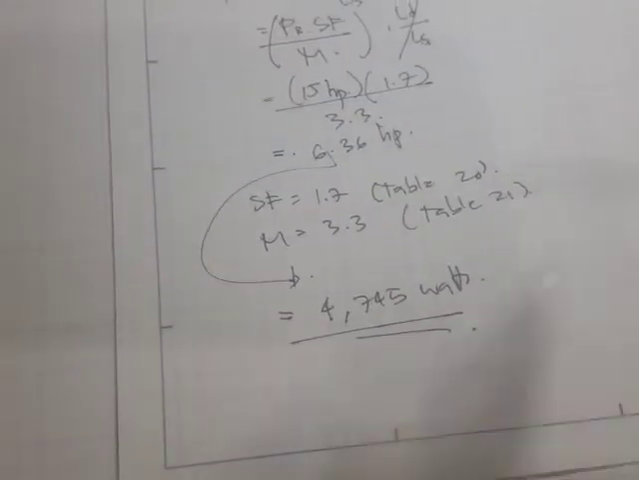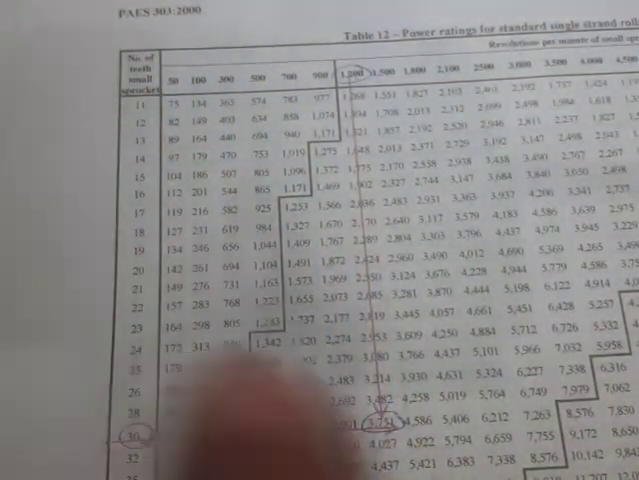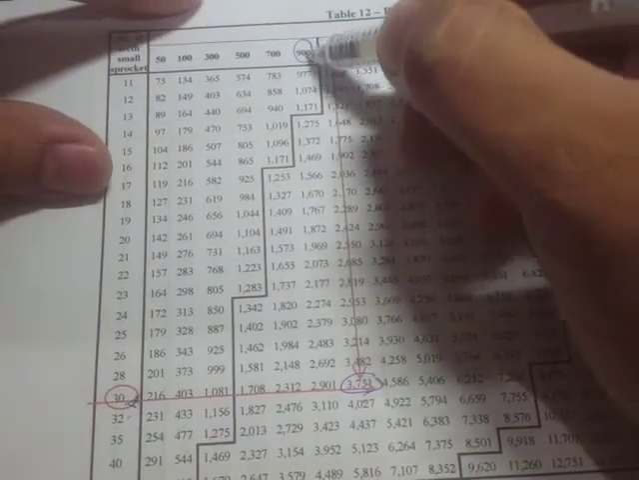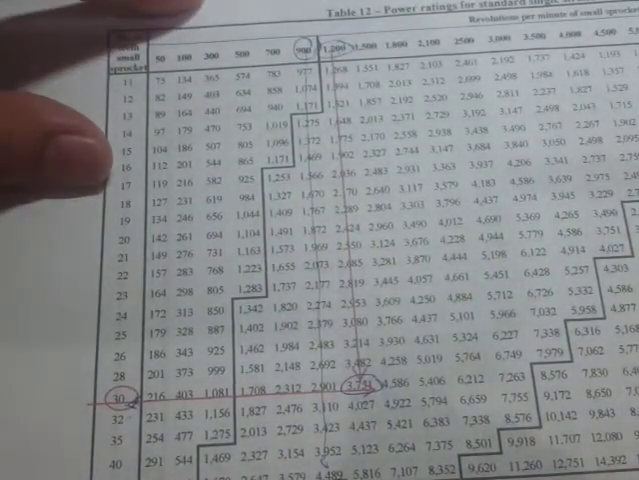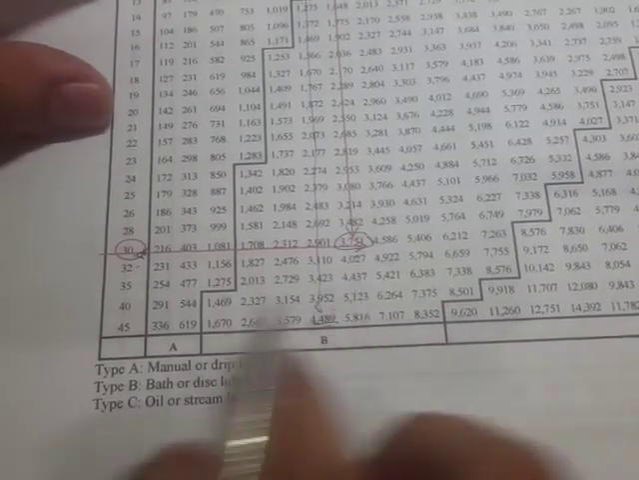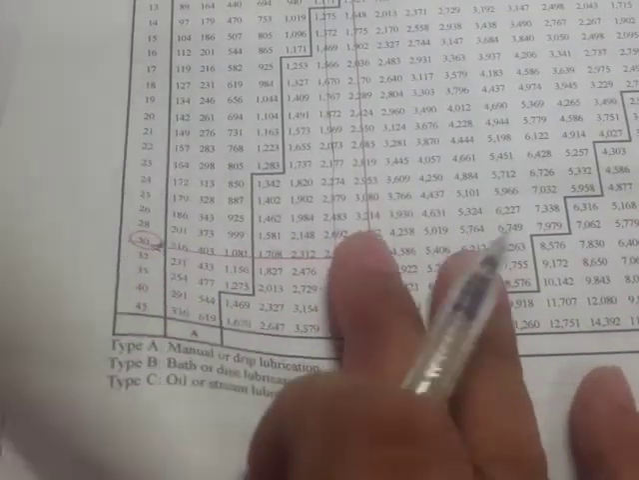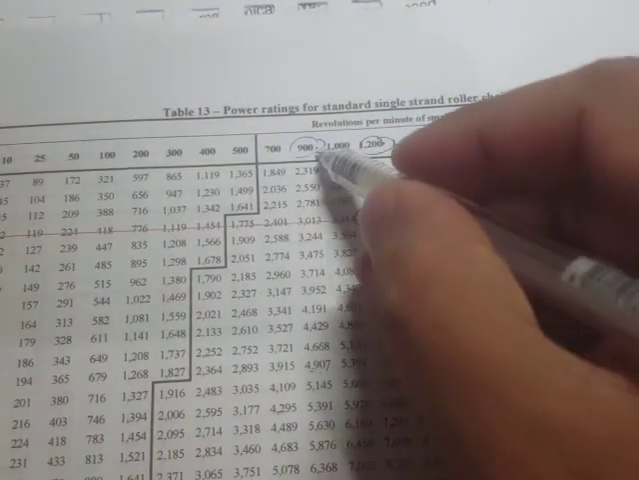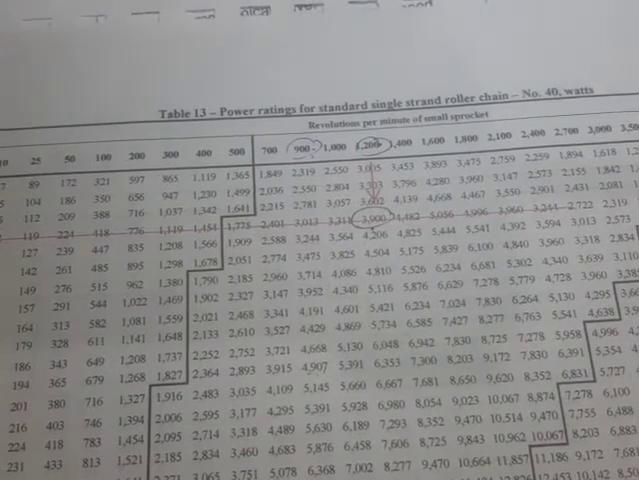Okay, it says here 4,745, right? And that's the required power, and our speed is 900. So right here is our speed. Again, these are the power ratings for standard single strand roller chain, number 35. Here's our RPM, and we need to select a value of 4,745, and we don't get any value right here because this is the maximum. So therefore we go to RC number 40. For RC number 40, we are here at 900, and we are going to select 4,745.